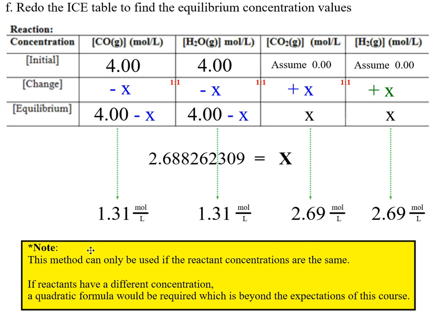Make a note: this method can only be used if the reactant concentrations are the same. If the reactants have different concentrations, a quadratic formula will be required, which is beyond the expectations of this course. So you don't need to use the quadratic formula, but if you want a very exact answer, you can, but most of our answers are the rounded value. So we don't need the quadratic formula. You can do it for fun and for information, but it's not necessary.